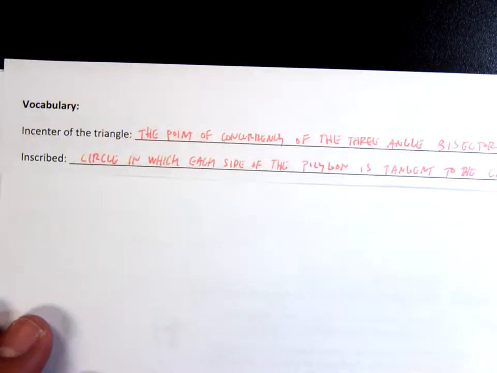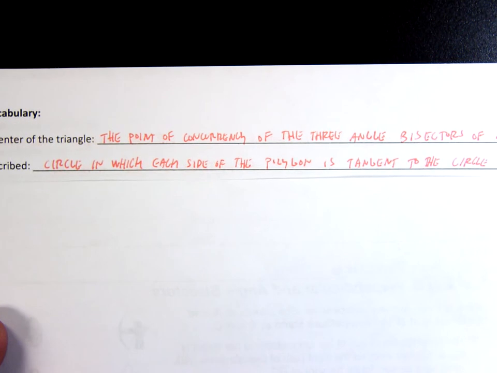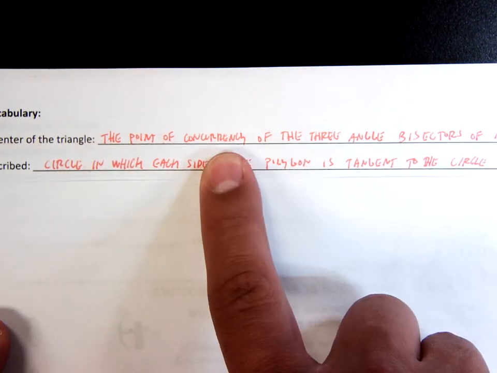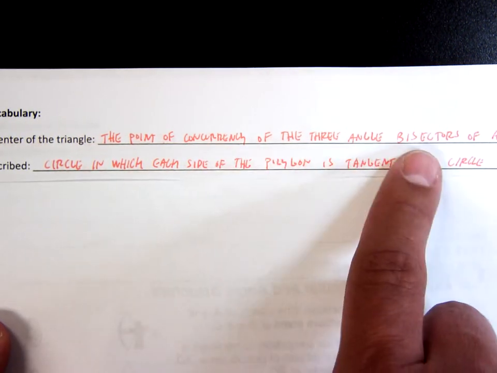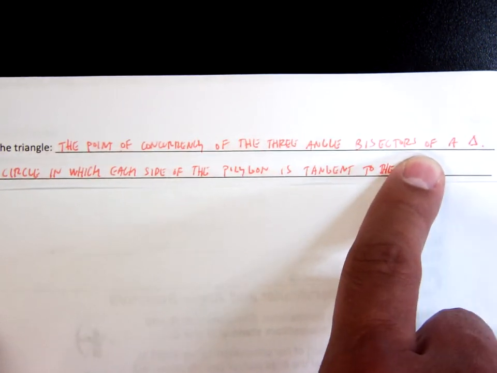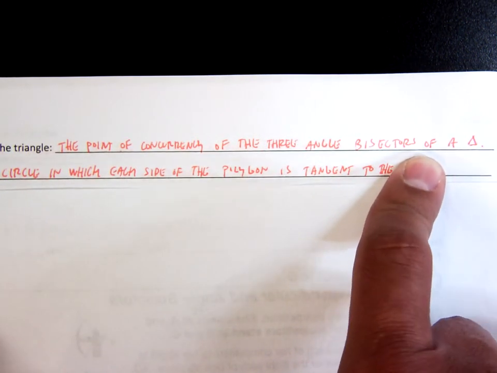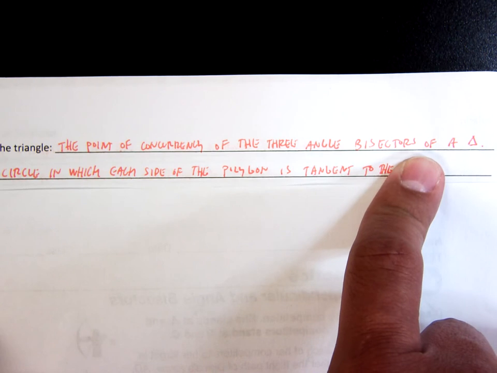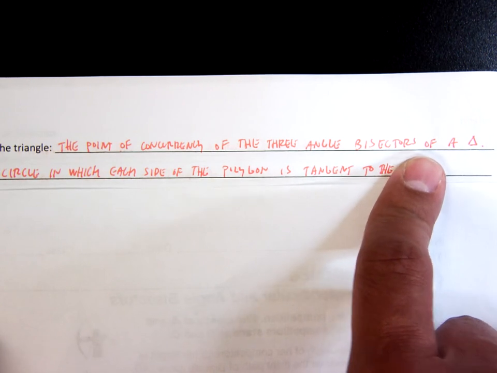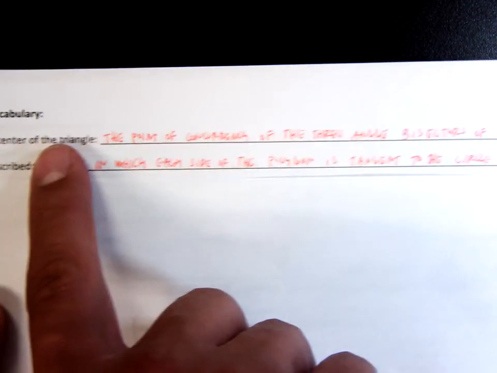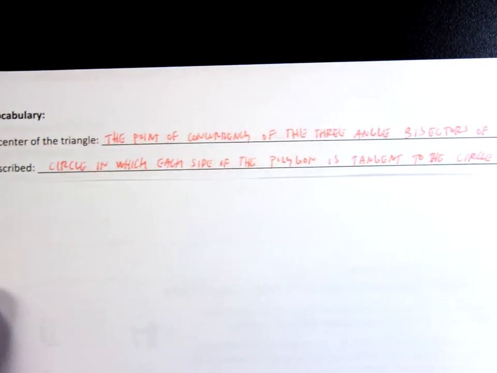Another type of circle center. So we have something called the incenter of the circle. The incenter of the circle is the point of concurrency of the three angle bisectors of a triangle. So if I bisect all three angles, where those three bisectors touch, where they meet, that is called the incenter of the triangle. If you need to pause, pause.